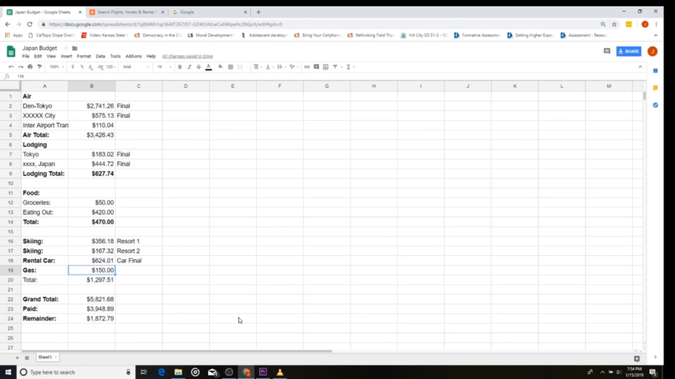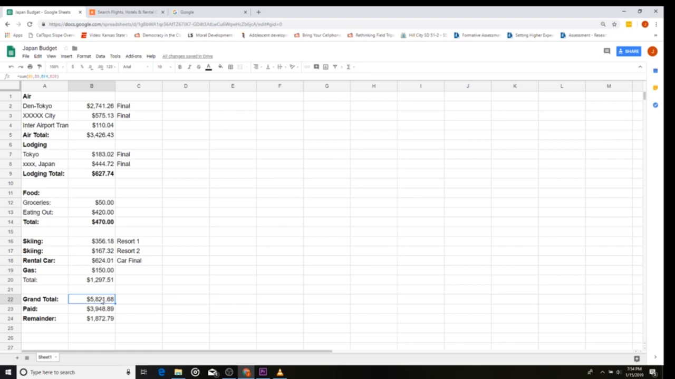And that's not to say that gas is cheap in Japan, but things are pretty close together, and the vehicles are very fuel efficient. So once again, I use the sum feature to get this total. And then I have my grand total.